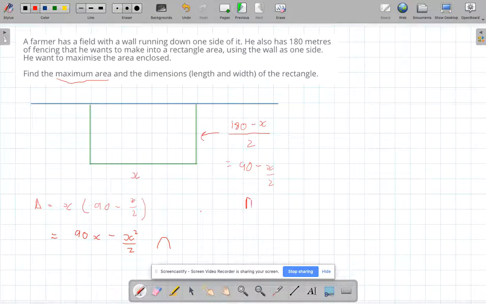So the area was 4050 meters squared, and the x was 90. So that's the length, and these are the dimensions, and the width. Well, if x is 90, 180 take away 90 is 90, divided by 2 gives me 45 and 45. So we've got 90 meters, 45 meters here, and 45 meters here.